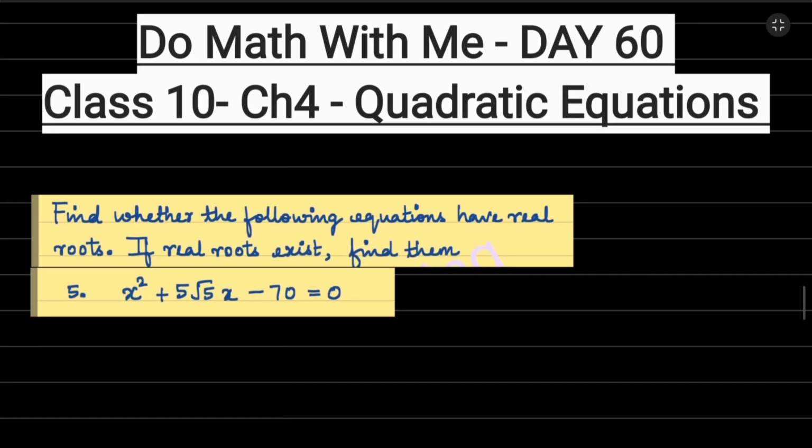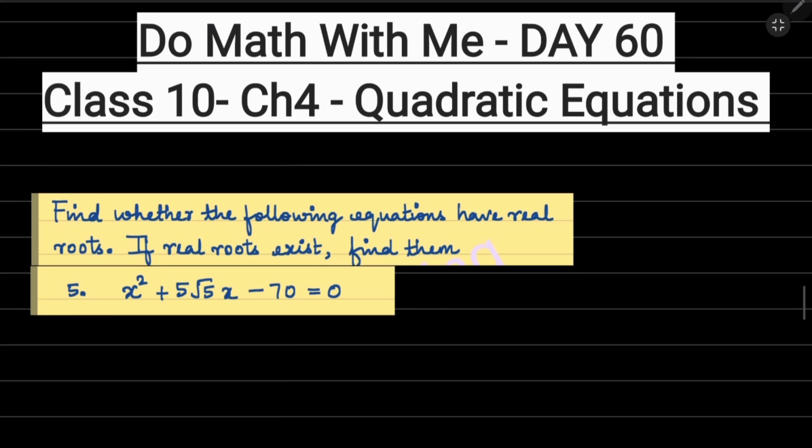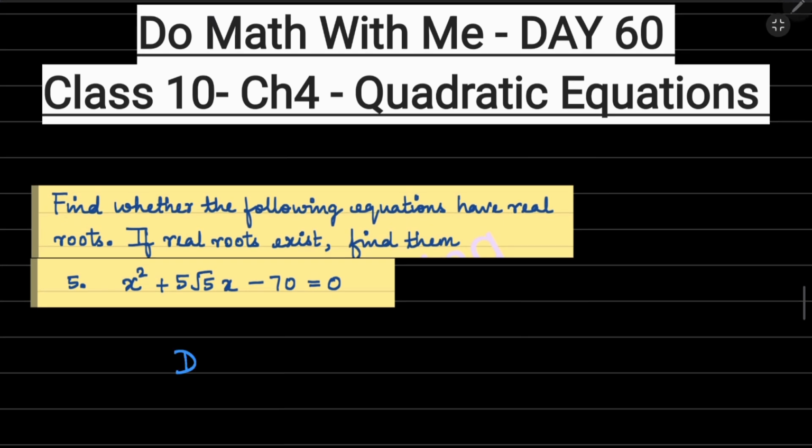So you are given a quadratic equation, and one of the ways to find if a given quadratic equation has real roots is to find the value of the discriminant. The discriminant is denoted by D. The formula is b square minus 4ac. Now from the given question, you can take your a, b and c. A is the coefficient of x square, which is 1. B is the coefficient of x, which is plus 5 root 5. And c is a constant, which is minus 70.